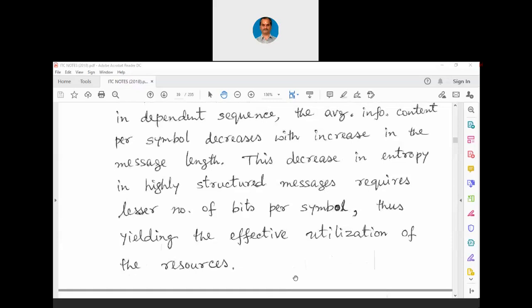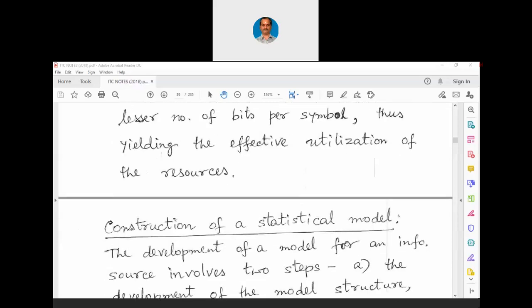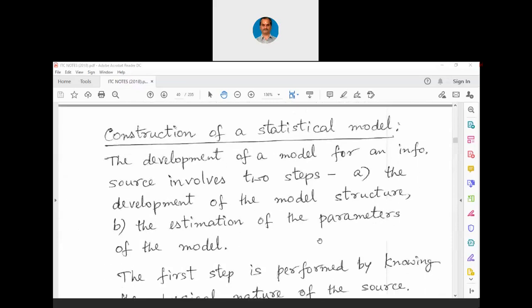Now, let us see how to construct a statistical model. I am almost coming to the end of this particular topic, but this is a slightly lengthy topic. So wherever required, I will have to give you more examples so that the concepts are very clear. So let us see how to construct a statistical model. Let me take a small break to sip water.